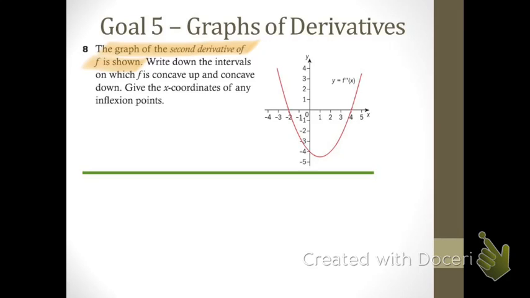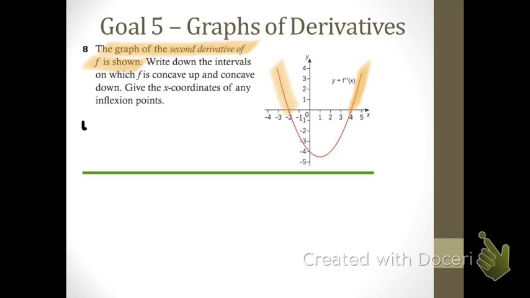Here's how that works. We're again looking to see where this graph is positive and negative. The second derivative of this graph is positive on two different intervals that I just highlighted right there. Whenever the second derivative of a function is positive, that means that the function is concave up on those intervals.